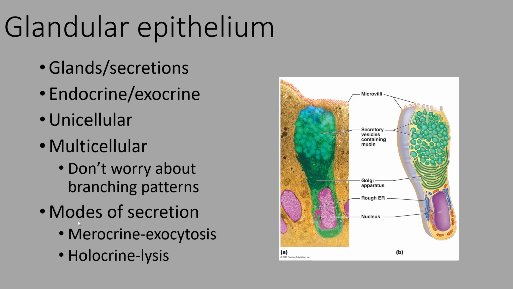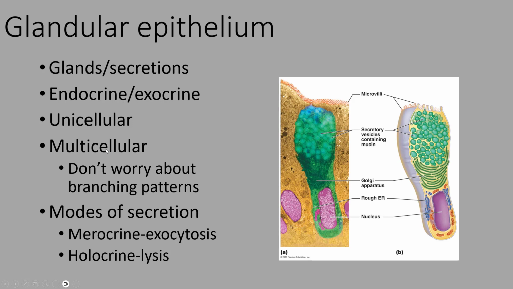There are unicellular glands. We saw some of those in lab, and we see them over here on the right side of the screen. These are goblet cells. Goblet cells are glands, but they're only a single cell.